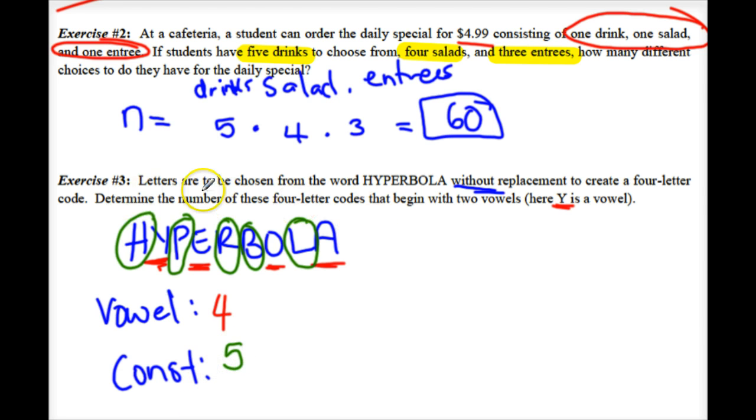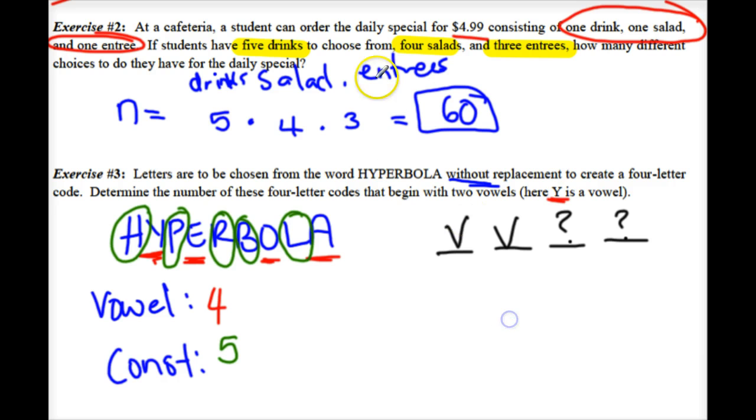But know what it says? We want to create a 4-letter code, but it has to begin with 2 vowels. So think of it as making a code: 1, 2, 3, 4. This has to be a vowel. This has to be a vowel. This can be anything. So now my vowels, what are my choices? There are 4 vowels times 3. Remember, it says without replacement. So if there are 4 vowels, I choose one for the first one. So that means I have 3 left.